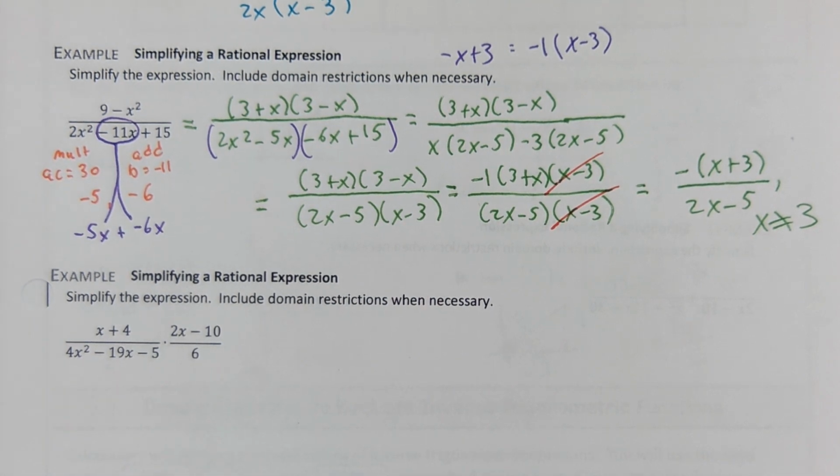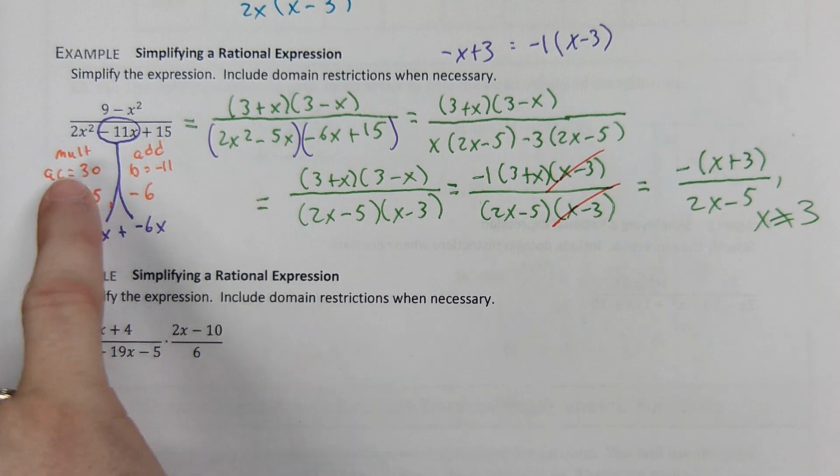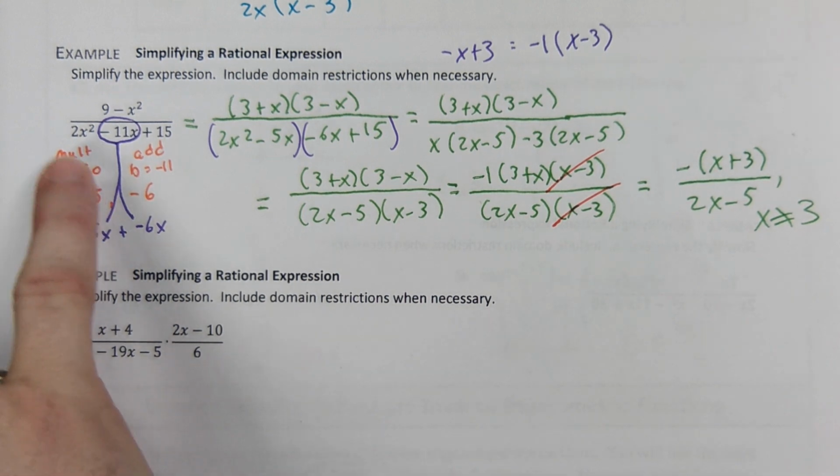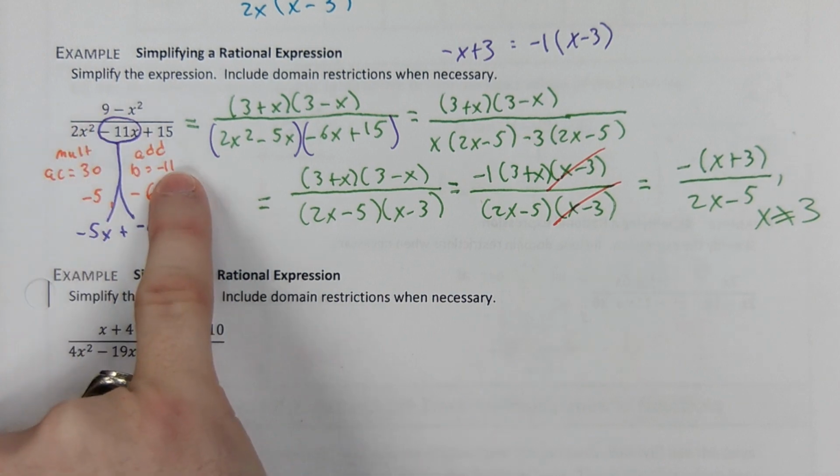Yes, ma'am. I'm just really confused how you split the 11. So how we split the negative 11? Yeah. You have to do A times C. Okay, where A is 2 and C is 15. We get that number is 30, and we have like that.